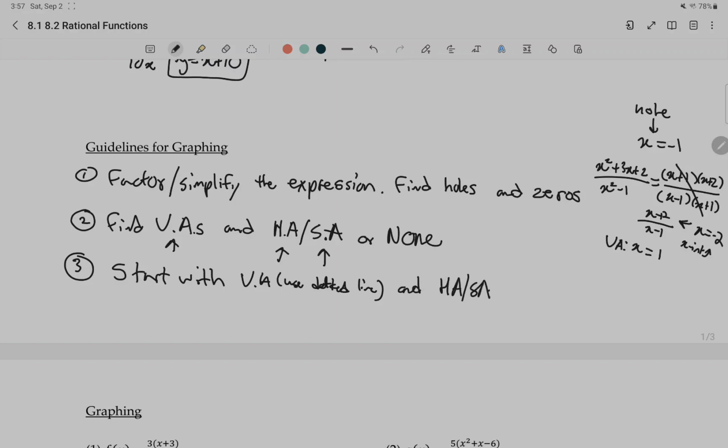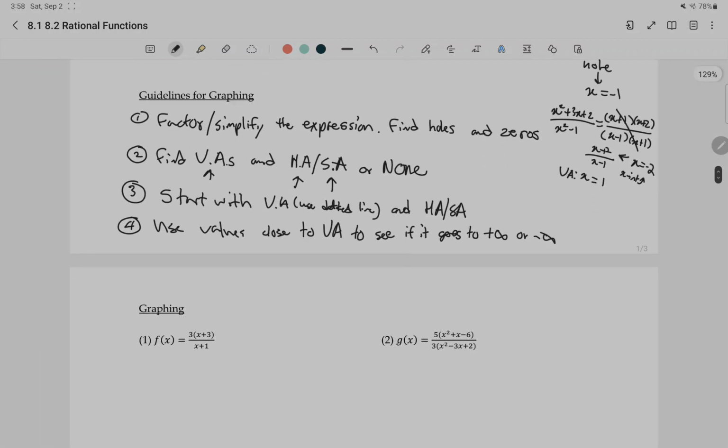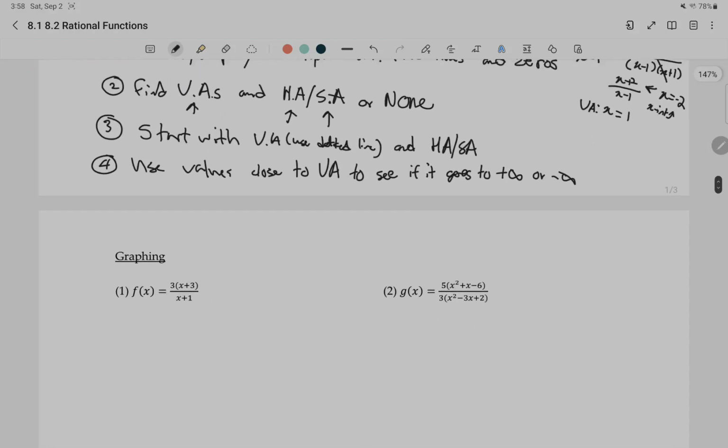Horizontal or slant asymptotes are also drawn with a dotted line, and that should give you some boundaries. Then for step 4, our last one, use values close to the vertical asymptote to see if it goes to positive infinity or negative infinity. And you will see this in use in this next example.